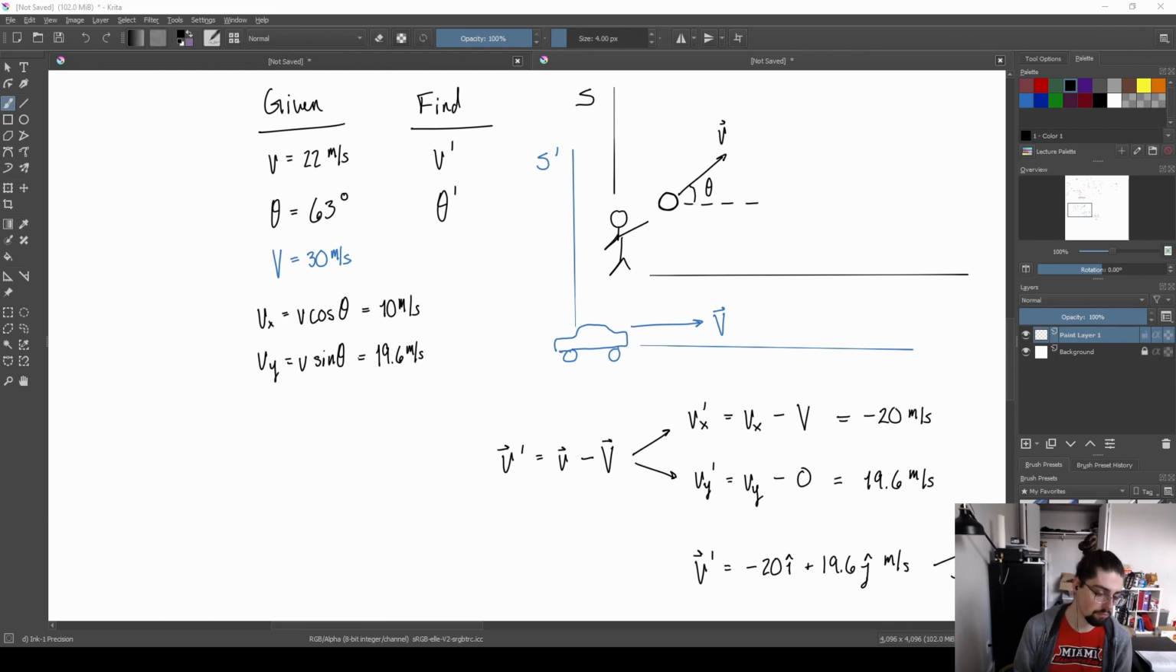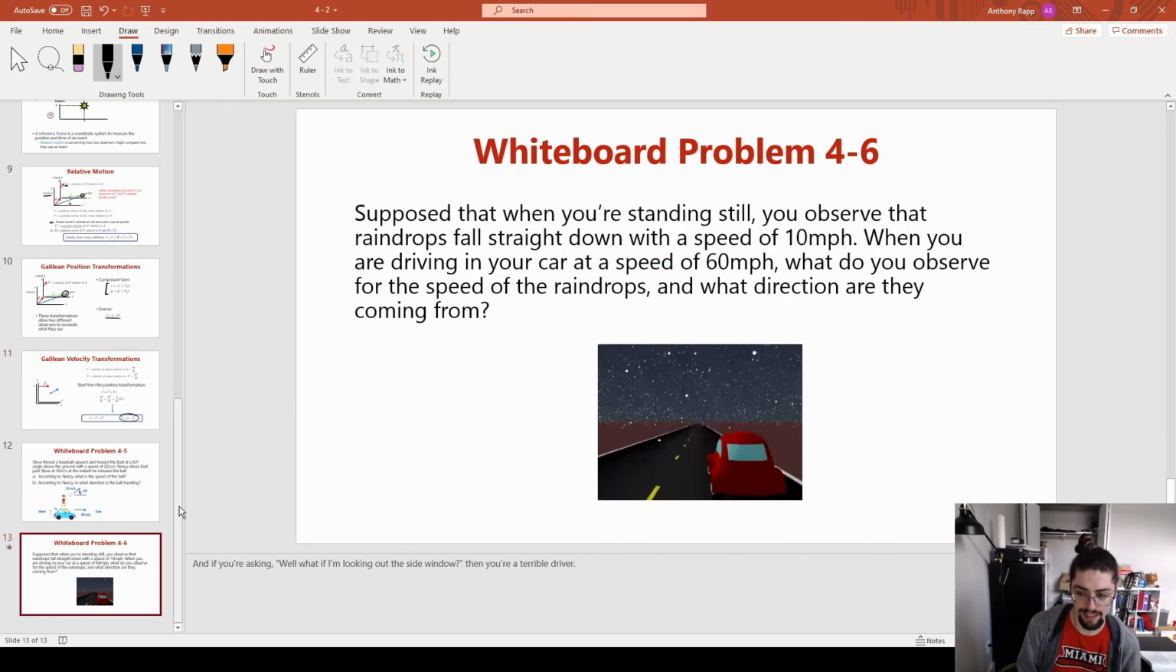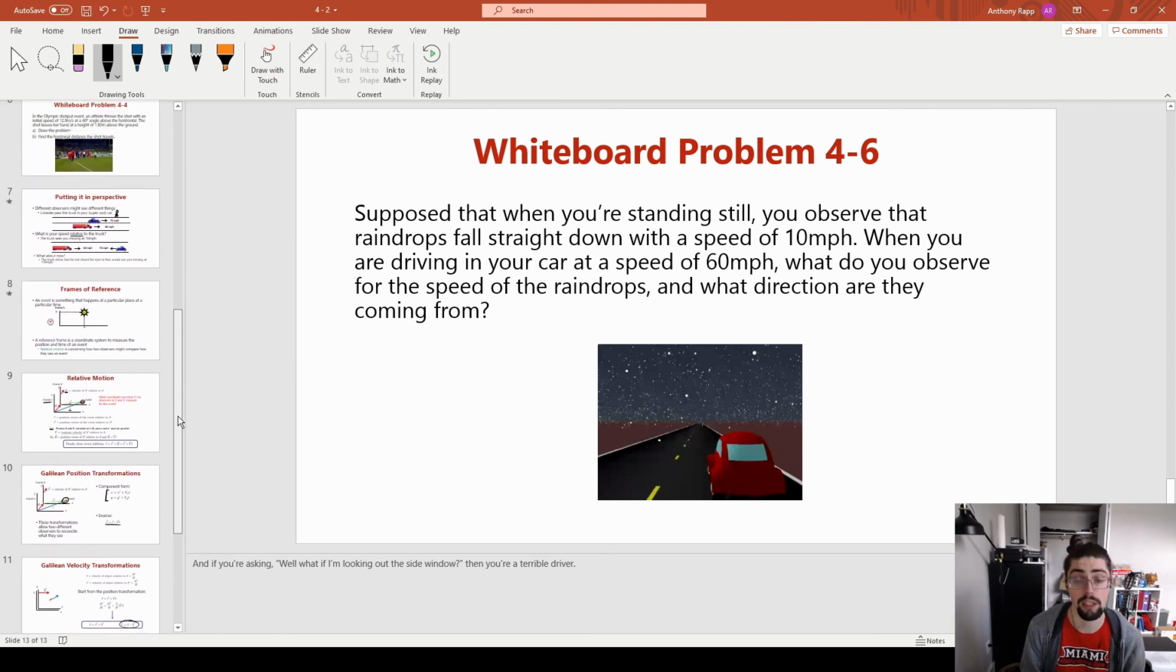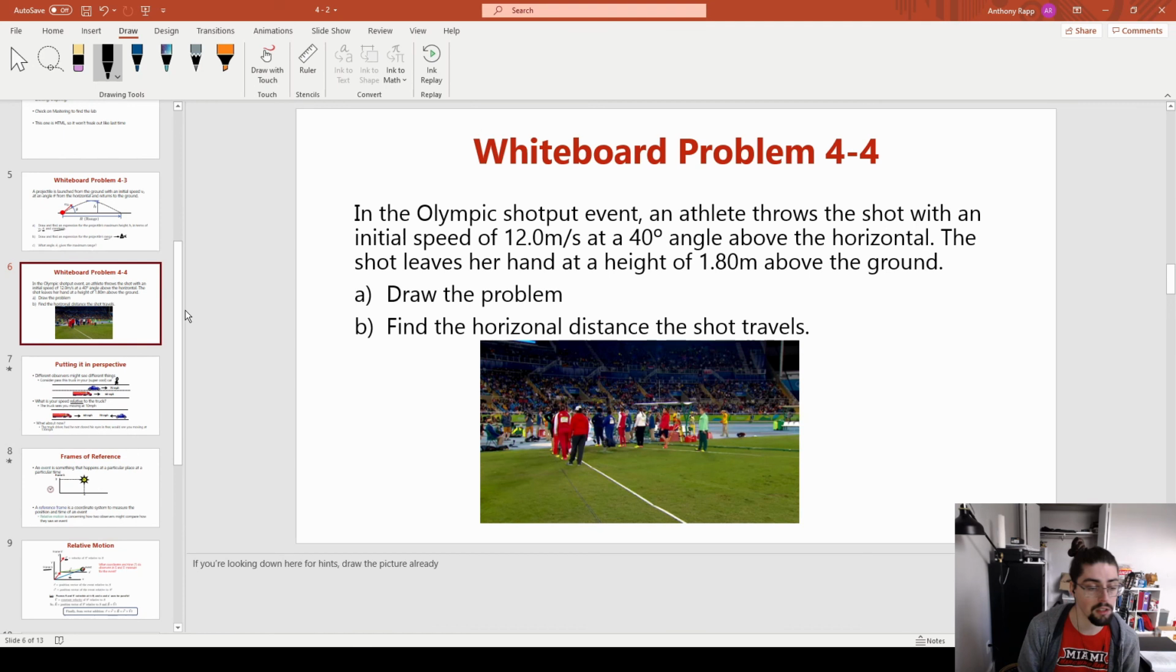So, let's go back to something that is going to be a little bit more common for us. So we're skipping 4-6. It's in there if you would like. I will have a solution posted up for it later. But 4-4 is, I think, the one that's a little bit more interesting for us right now.